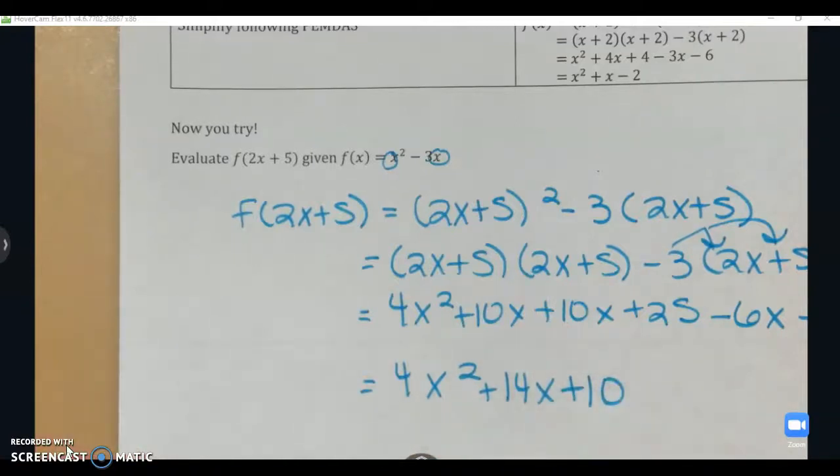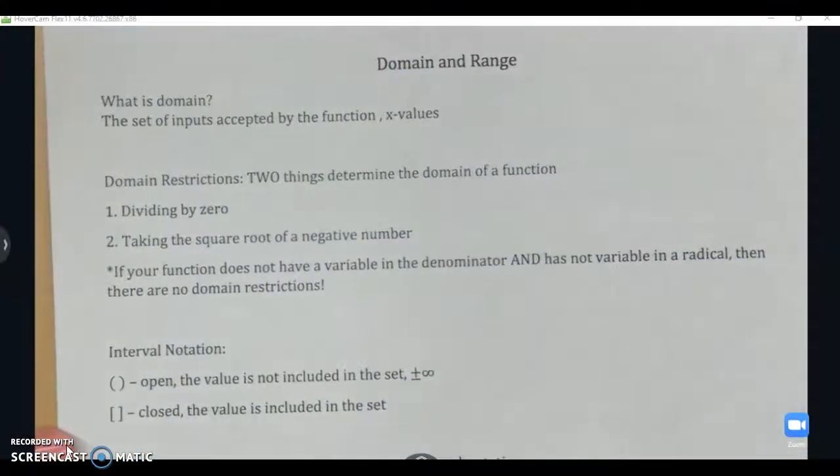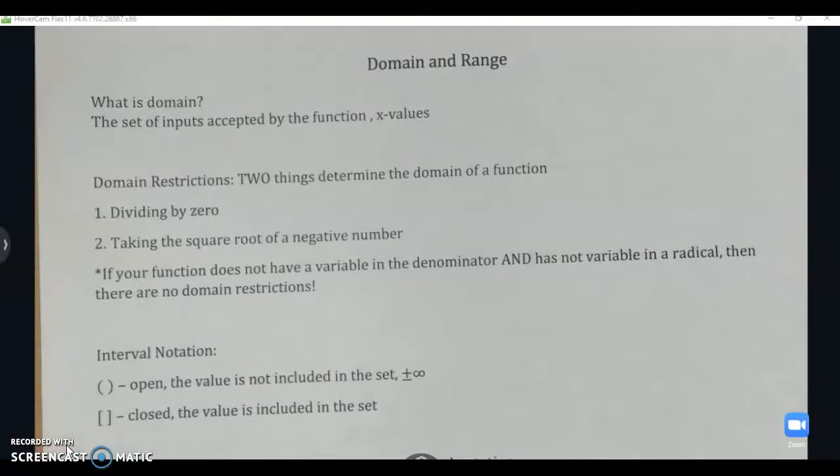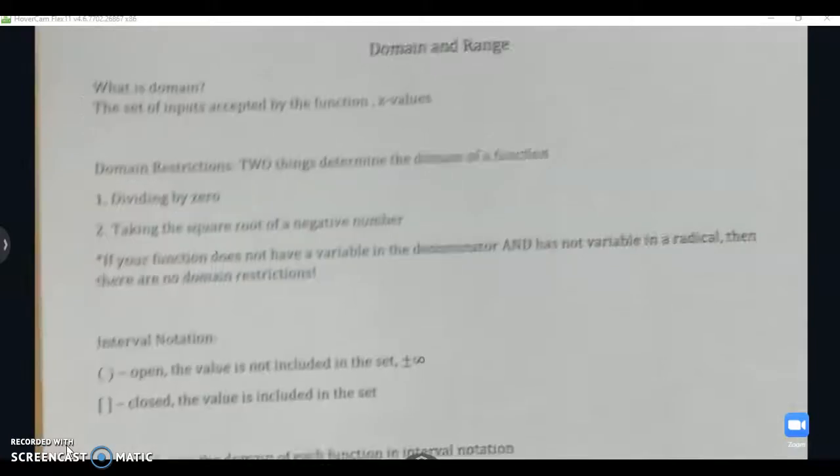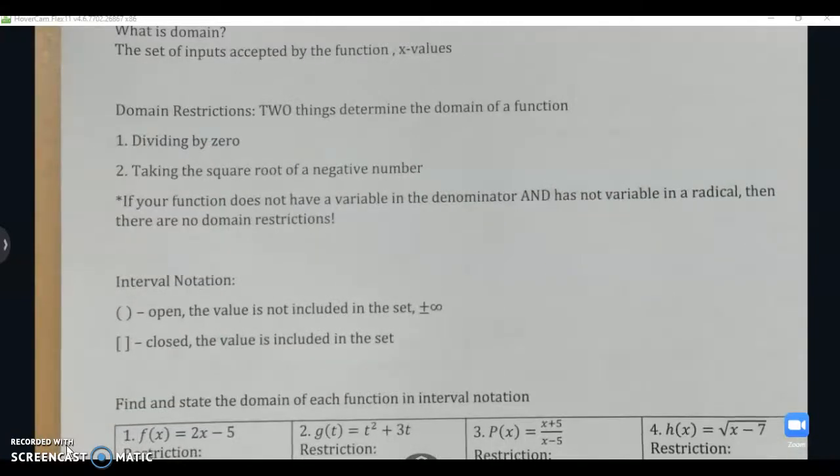And that's just a quick review on functions. Let's move on to our new info, which is domain and range. So domain is our inputs, our x values. And when we're given a function, there are 2 things that determine if we have restrictions on our domain. That would be if an input would cause us to divide by 0, or if it would cause us to take the square root of a negative number.